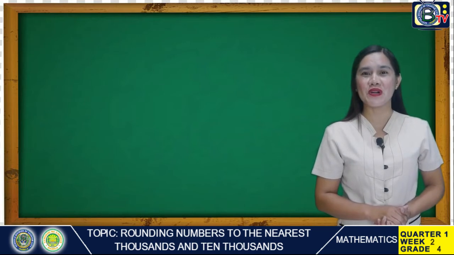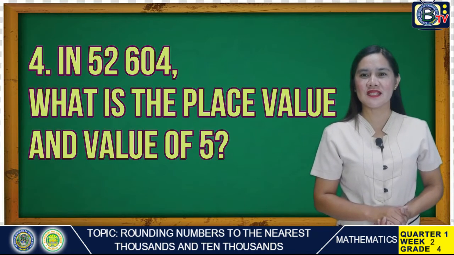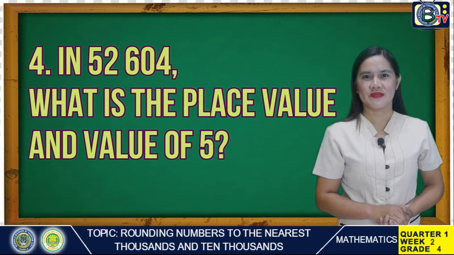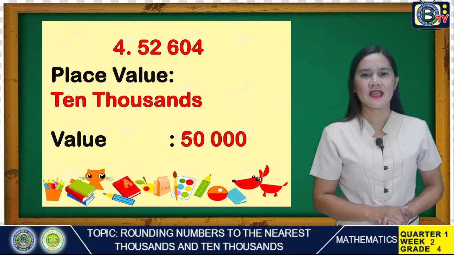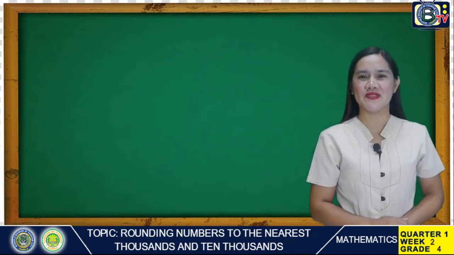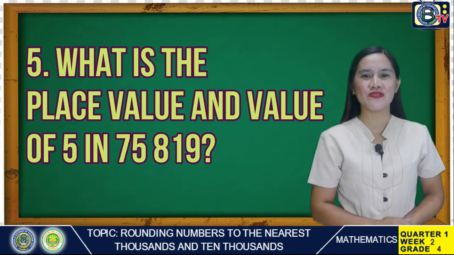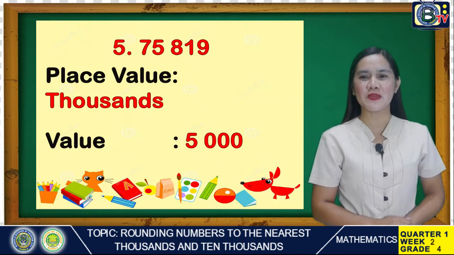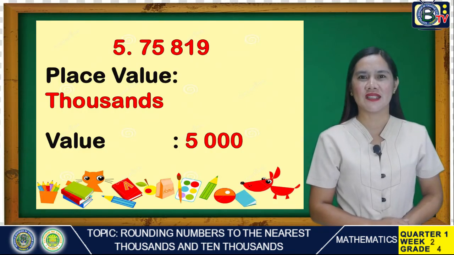How about in number 4? In 52,604, what is the place value and value of 5? You are right. It is in the 10,000s place and the value is 50,000. In question number 5, what is the place value and value of 5 in 75,819? Correct! It is in the thousands place and the value is 5,000.